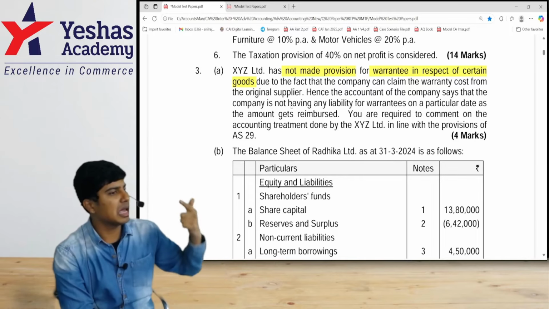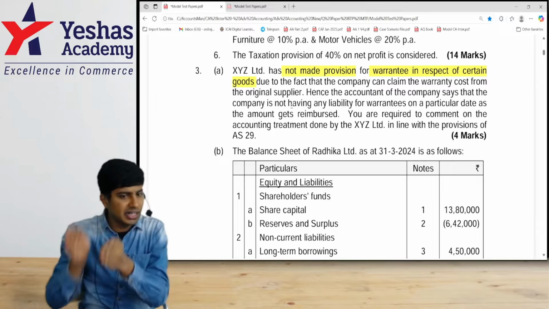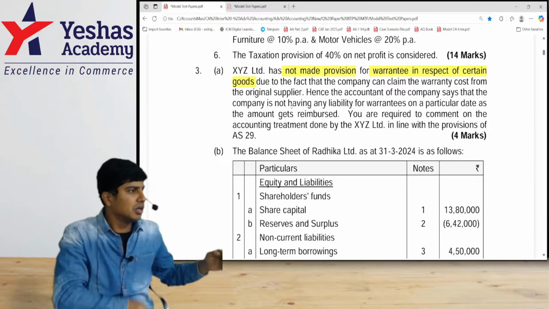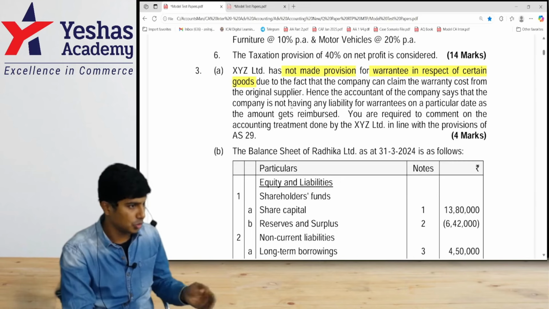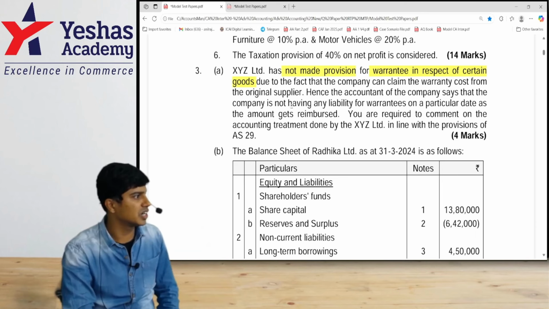When probable outflow and reliable estimate are met, then the contingent liability will become a provision. This warranty is no longer a contingent liability. It is a provision. You have to create a provision. Do you agree with me? That is the provision as per Accounting Standard 29.